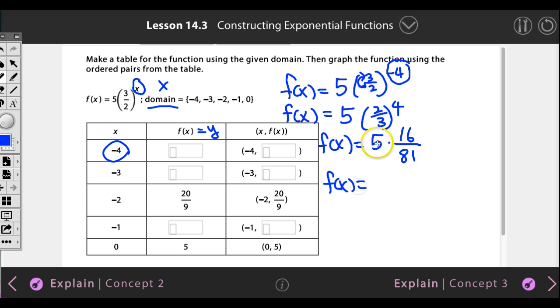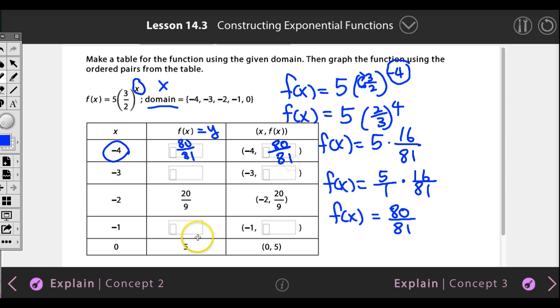Finally, 5 times 16 over 81 is the same as 5 over 1 times 16 over 18. Okay? Oh, shoot. Why did I say 18? It's supposed to be 81. Okay? So then now we just have to see if we can simplify anything, and we can't. So what's our answer? F of x is equal to 5 times 16, which is 80 over 81. Okay, so you can go ahead and put that information right here, 80 over 81. And then you'll go ahead and put that information over here too, 80 over 81.